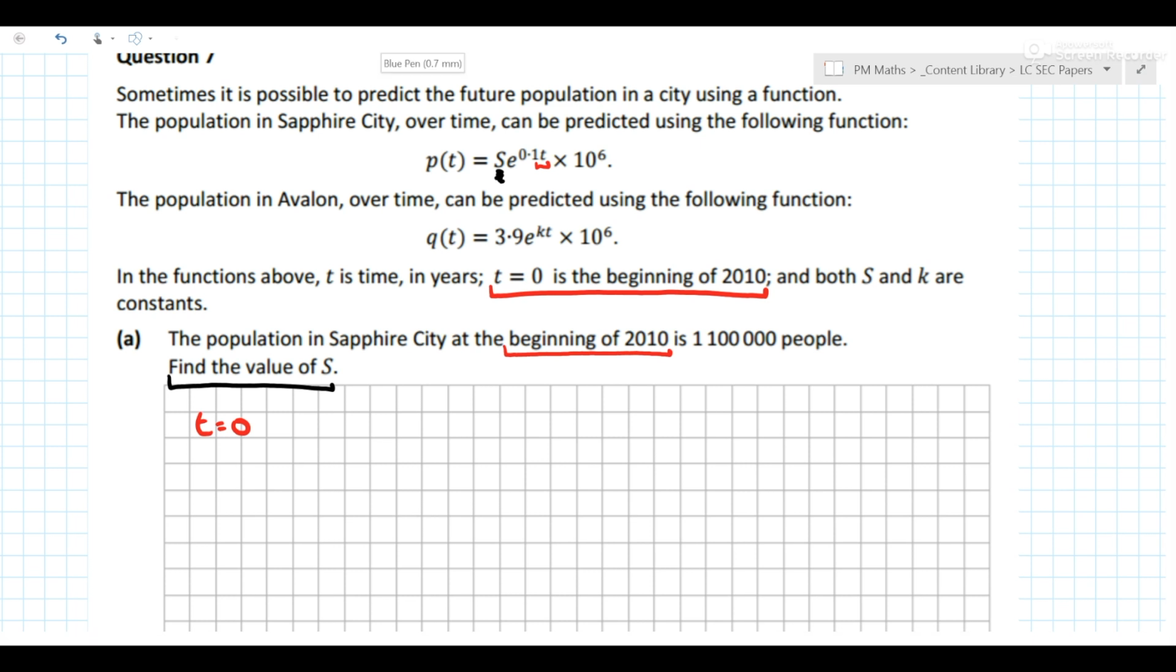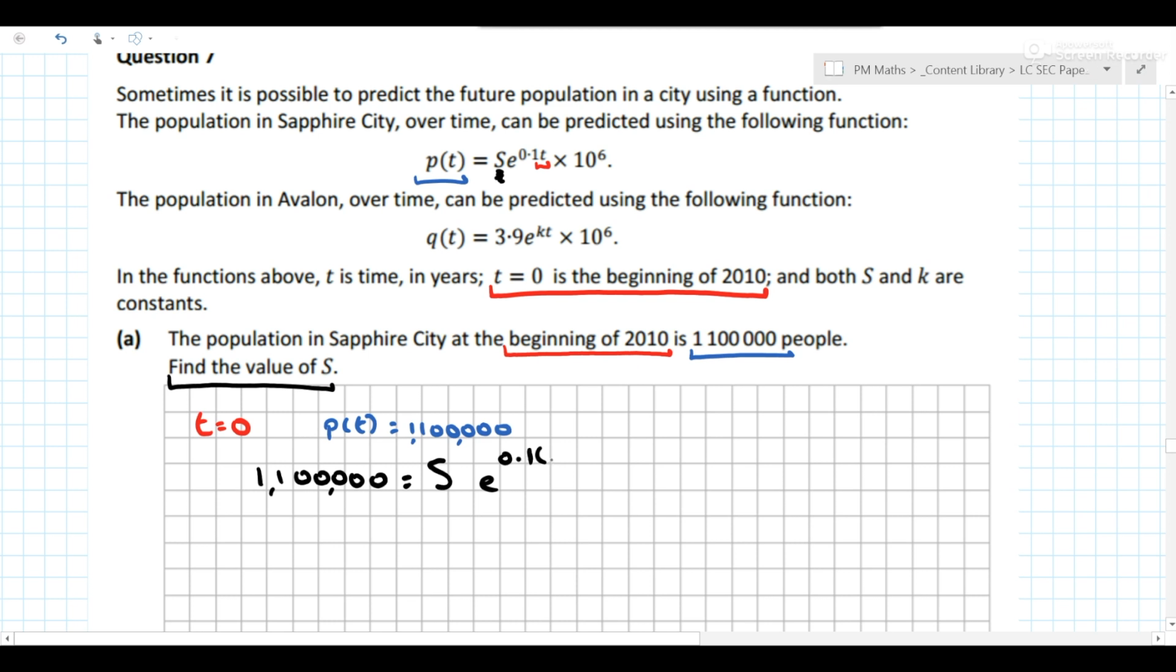So what's left? Well, what do we think 1,100,000 could be? It's P of t, the actual population of Sapphire City. So P of t is equal to 1,100,000. So now it's a case of actually finding the unknown s. So 1,100,000 is equal to s e to the 0.1 times 0, by 10 to the 6.